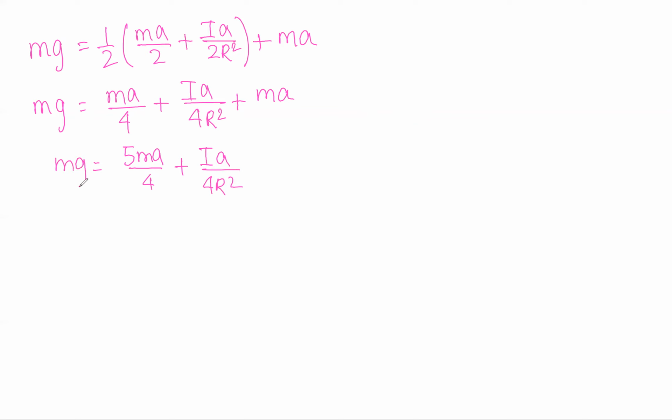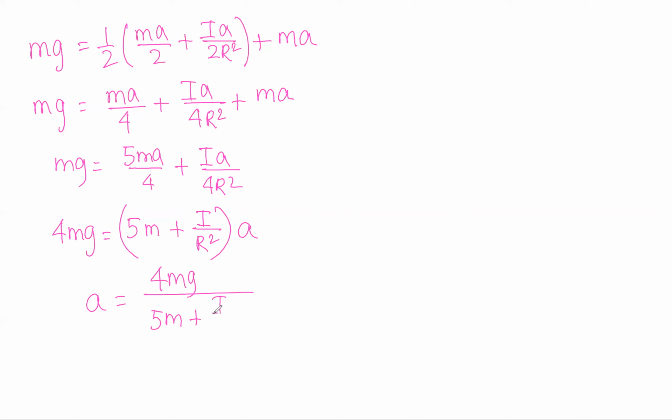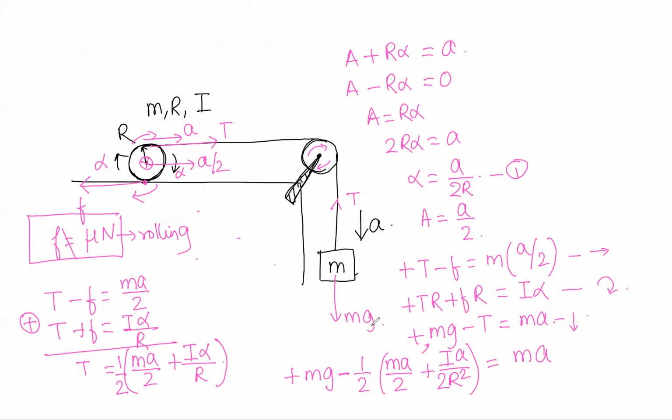Now you multiply the entire thing by 4, so you'll get 4mg is equal to 5m plus I by r square into A. So A is equal to 4mg divided by 5m plus I by r square. If you want, you can divide by m. So you'll get 4g divided by 5 plus I by mr square. That's because the mass of the block and that object, they are the same. दोनों का mass same है.